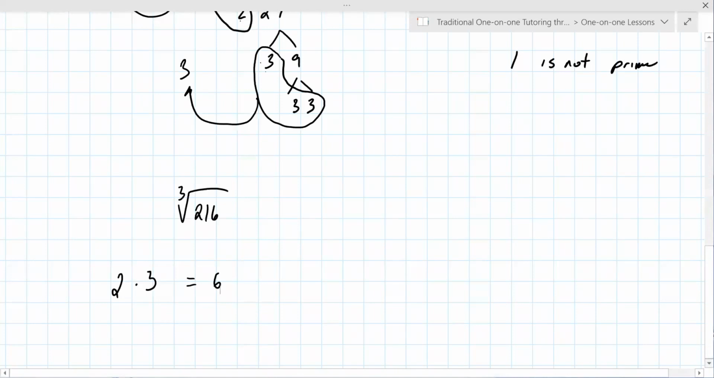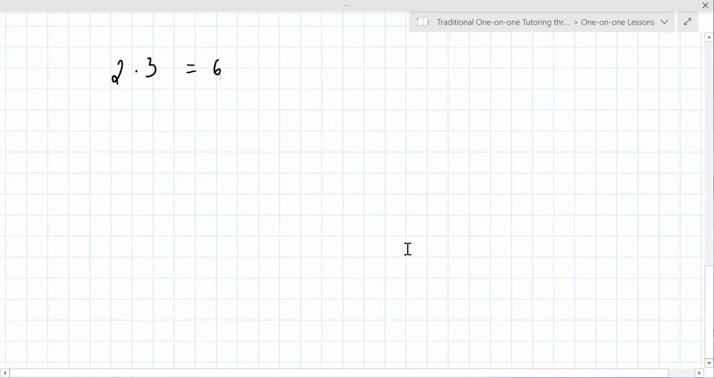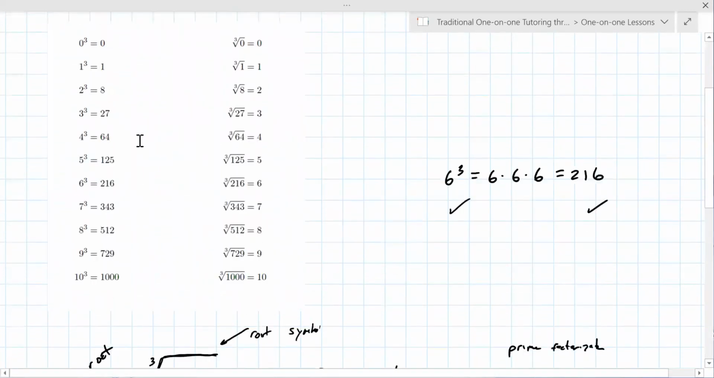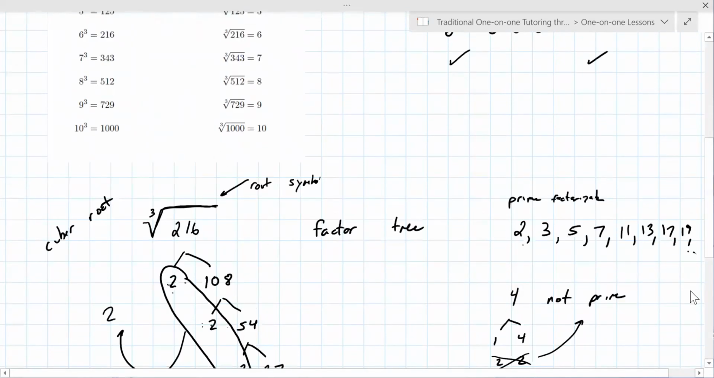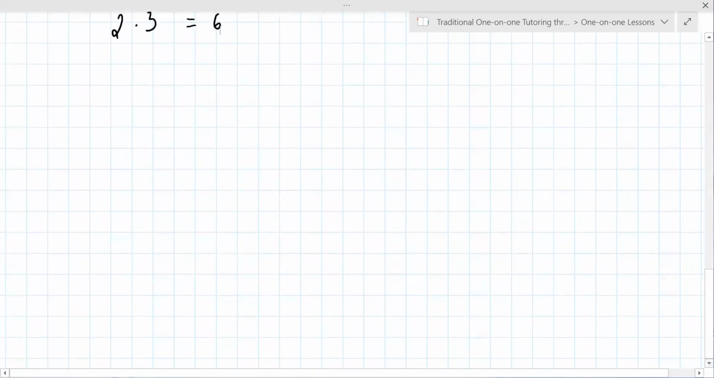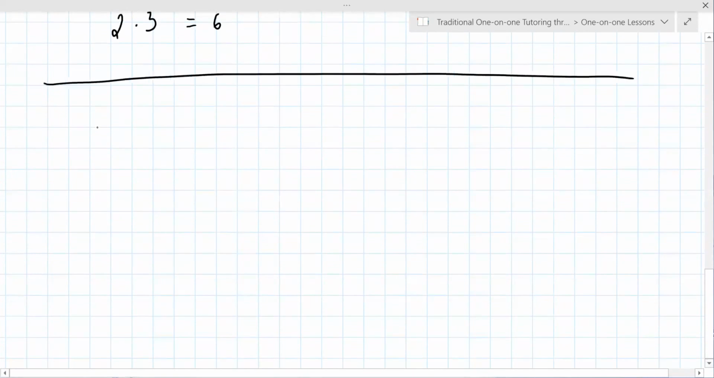I think the perfect cubes and cube roots are good to start with, but I think the questions you're going to really be asked are something more like the following. Let's say I asked you for the cube root of 16.